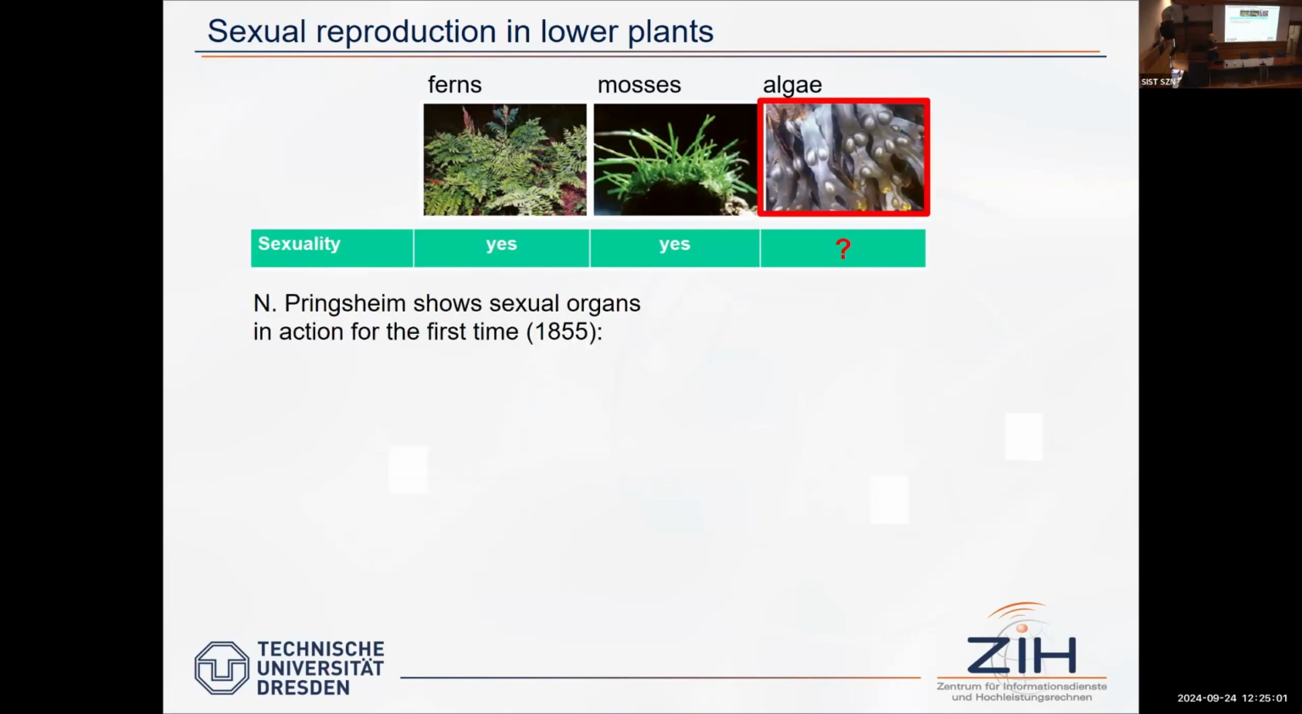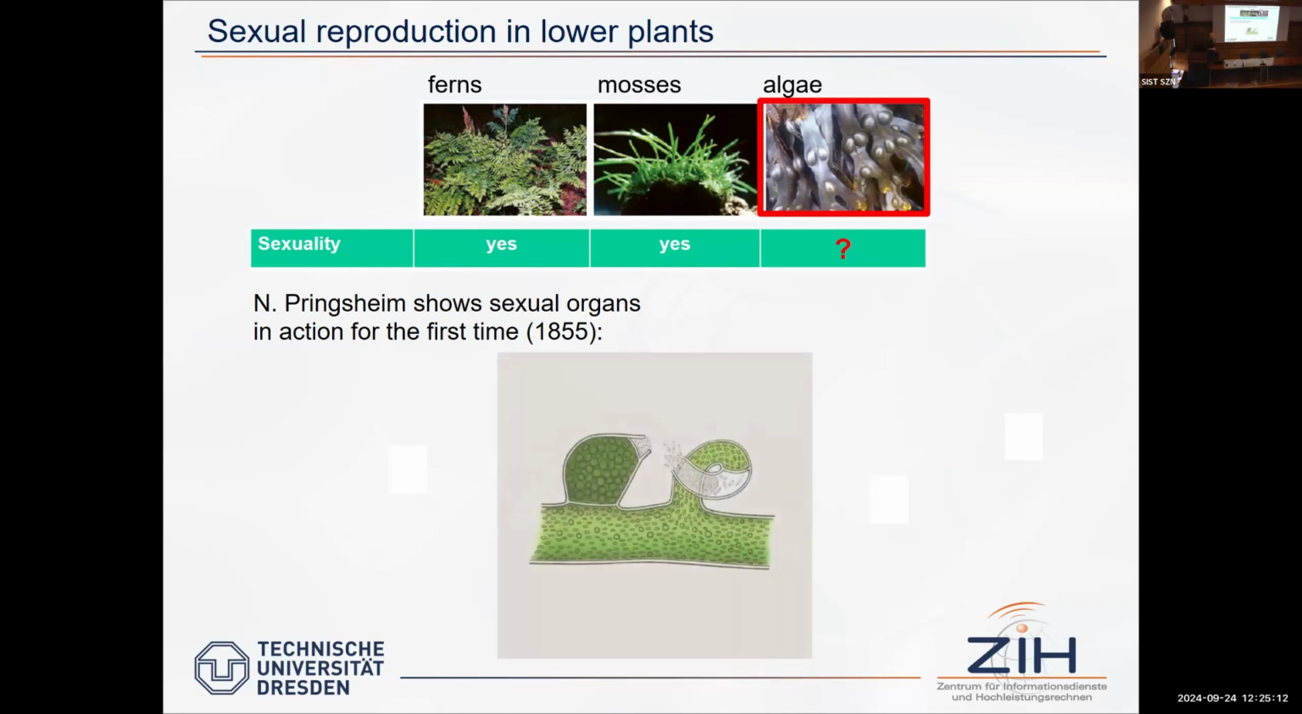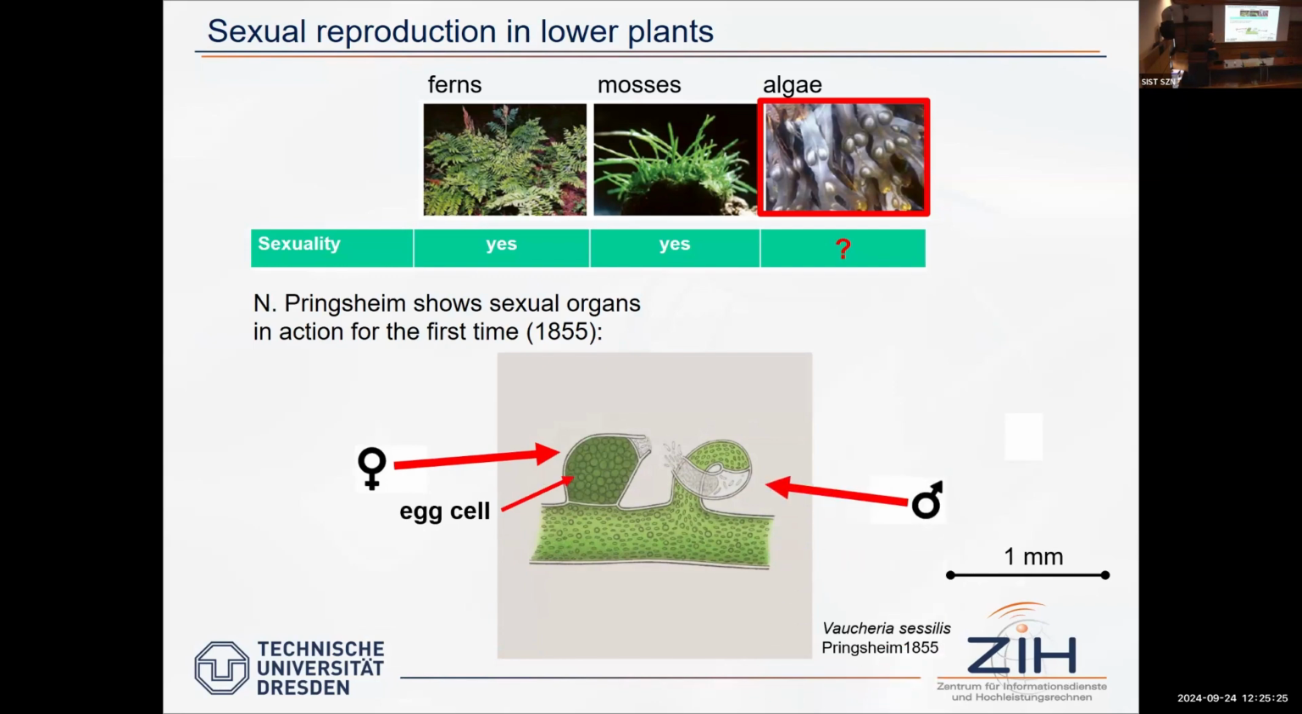And we owe to Nathanael Pringsheim that he showed first the sexual organs in action. And this was in a yellow-green algae, Vaucheria sessilis. It's a microalgae, very small. And what we see is the female organ containing the egg. And we have the male organ, which produces spermatocytes, which reach the egg.